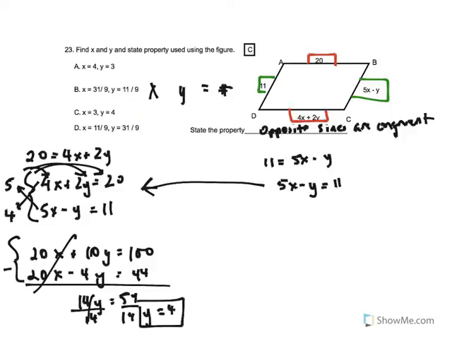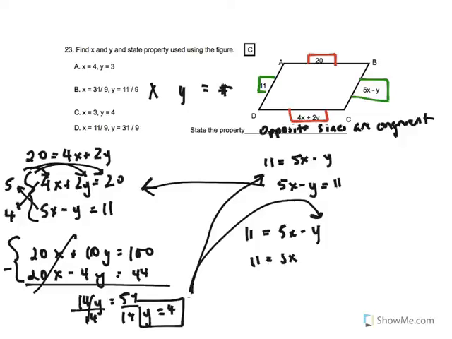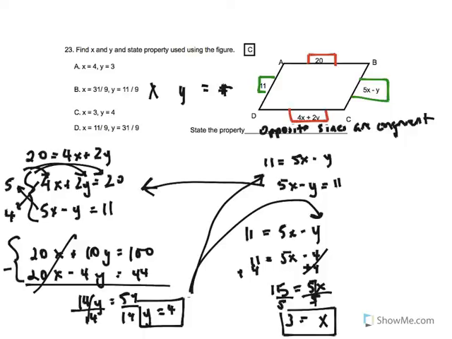So now I have y, and now I substitute y back into one of the original equations. So let's use this one. I get 11 equals 5x minus y. I substitute this 4 value in for y, and I get 11 equals 5x minus 4. I combine like terms. I get x equals 3. So these two answers are C.